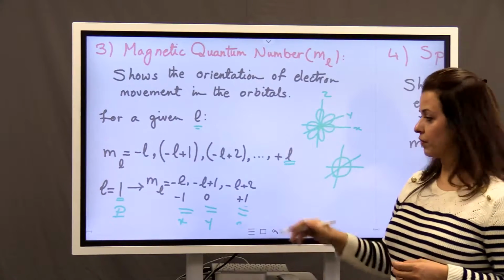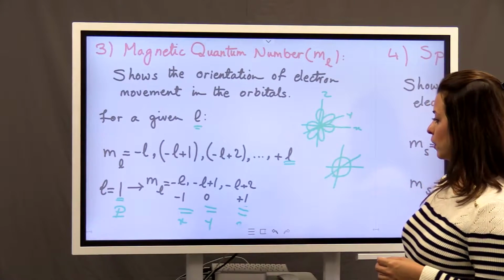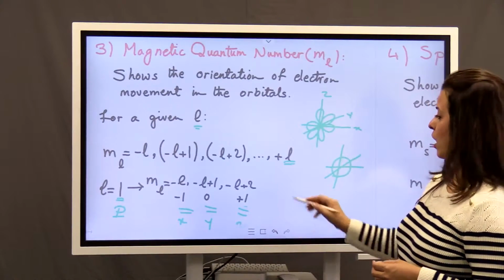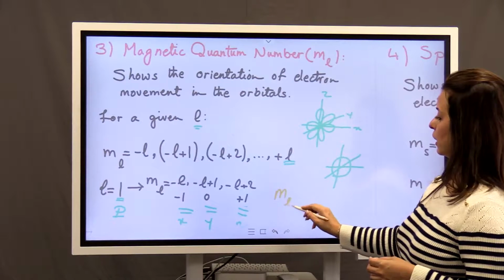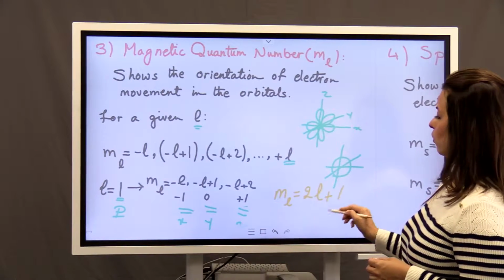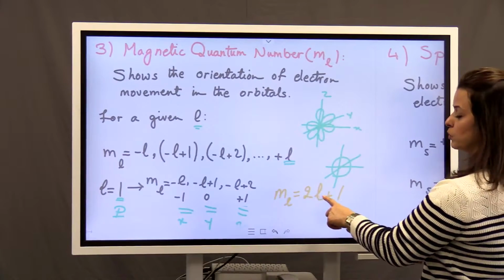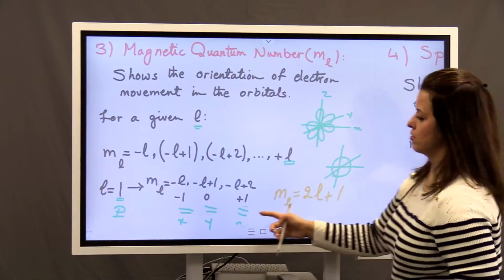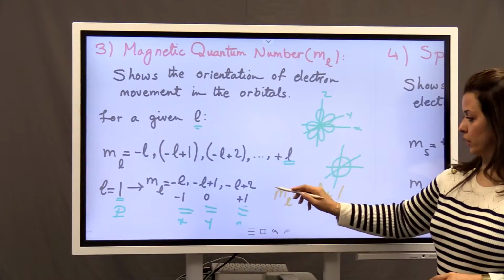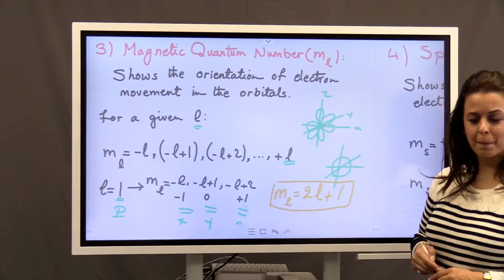It's interesting how you can find it with calculations. If you want a formula here, the number of ML values is 2L plus 1. Here, L was 1, right? 2 times 1 is 2, plus 1, 3 possibilities of ML. If you're a formula type of person, okay?